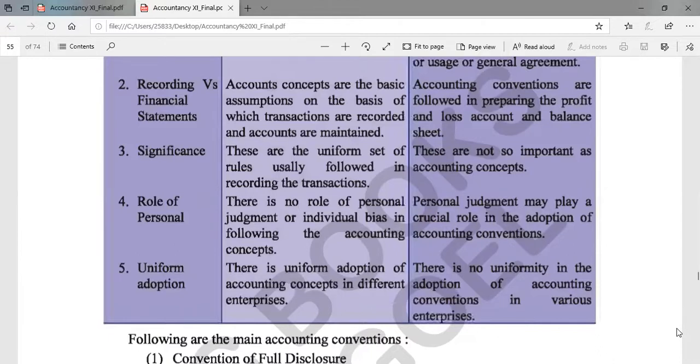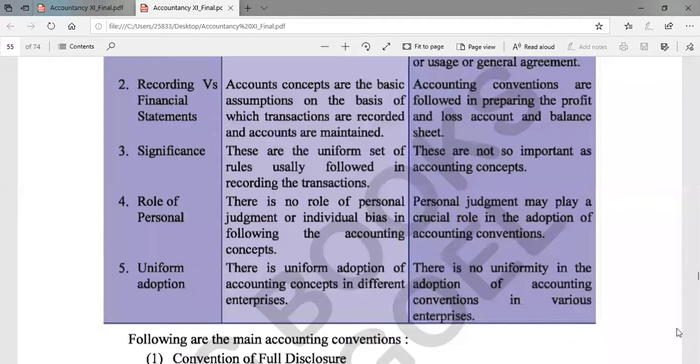Okay, last one is uniform adoption. Concepts, because your body, ICAI, has already defined them, so every organization framing the accounts is supposed to follow the concepts the way they have been given by the accountants, right? Once that body has notified you that this is the system for making accounts and these are the assumptions you have to follow, there is no scope of personal judgment, so it has to be followed the way it is.